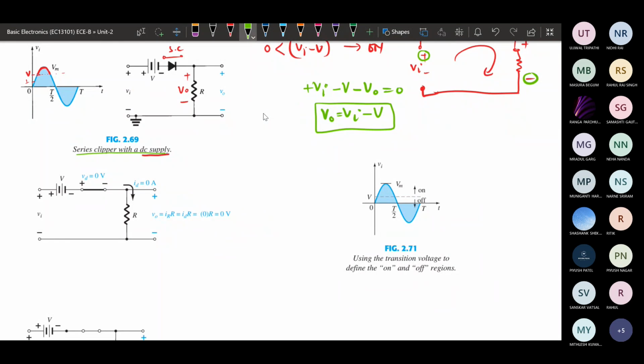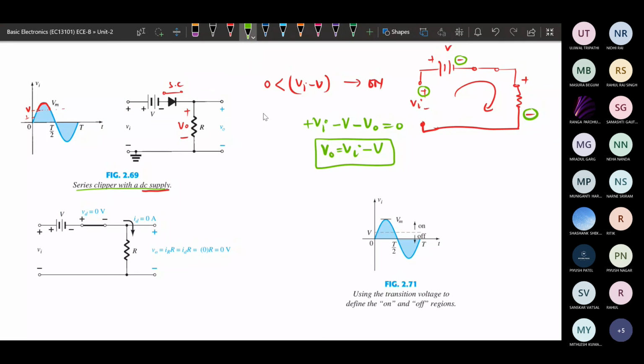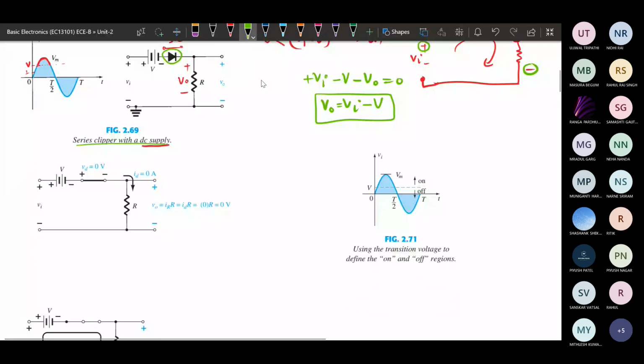To decide the switching point at which the diode will be on, we consider the current flowing to be 0, and at that time the voltage across the diode is 0 because it is on. If it is on, the voltage across the diode will be 0, but that is the condition even for the same current flowing. Initially, if it is off, the current flowing is 0.